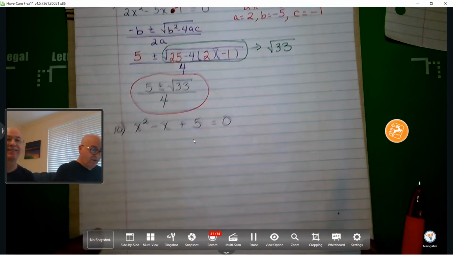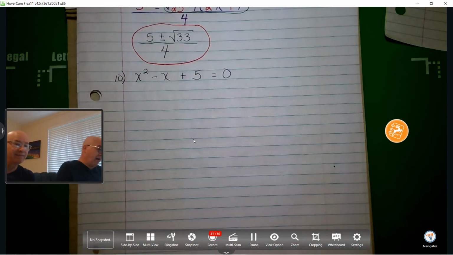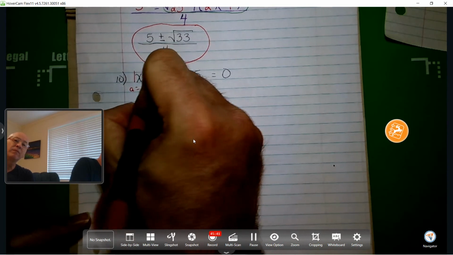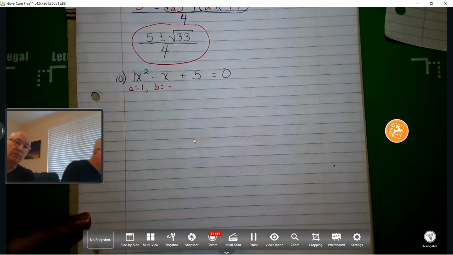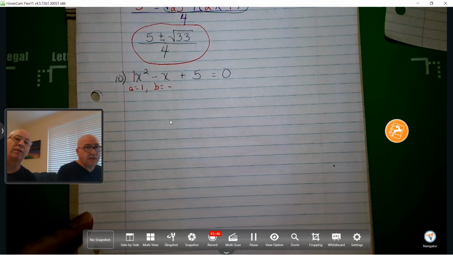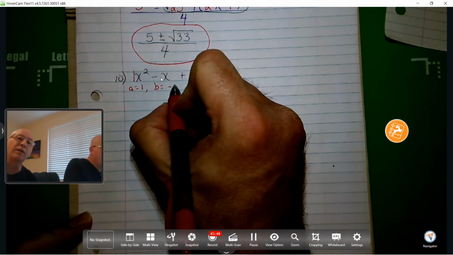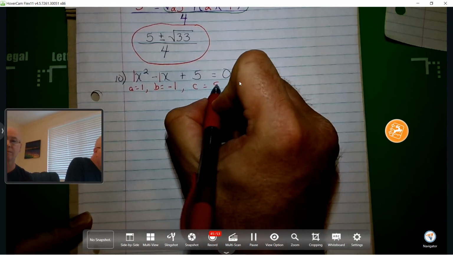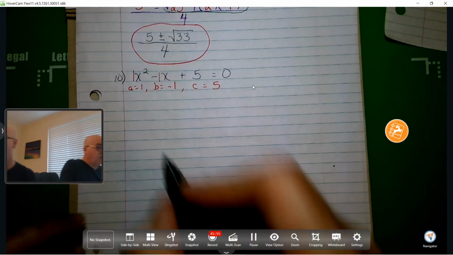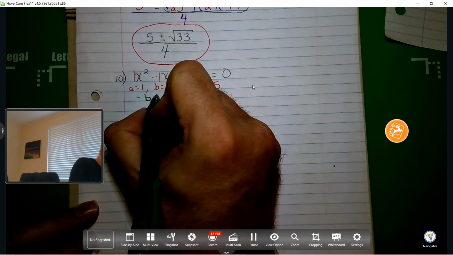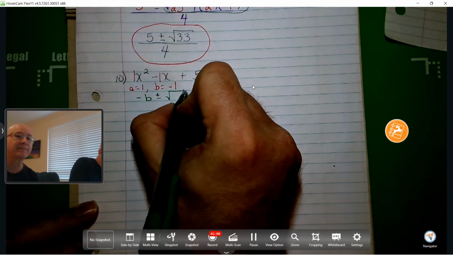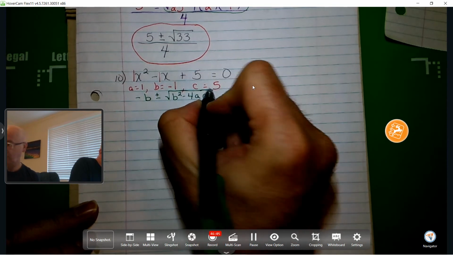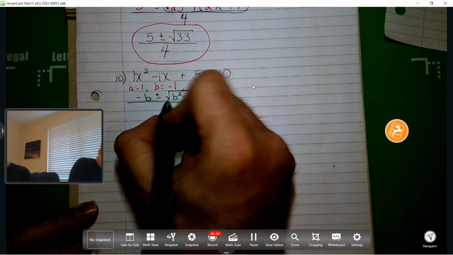Well, at least it's in standard form, so I can go ahead and label A equals, B equals, C equals. A is 1. B is what? A negative x? Sometimes students do that. No. The A, B, and C must be numbers. So B is negative 1 and C is 5. So negative B plus minus the square root of B squared minus 4AC, all over 2A.